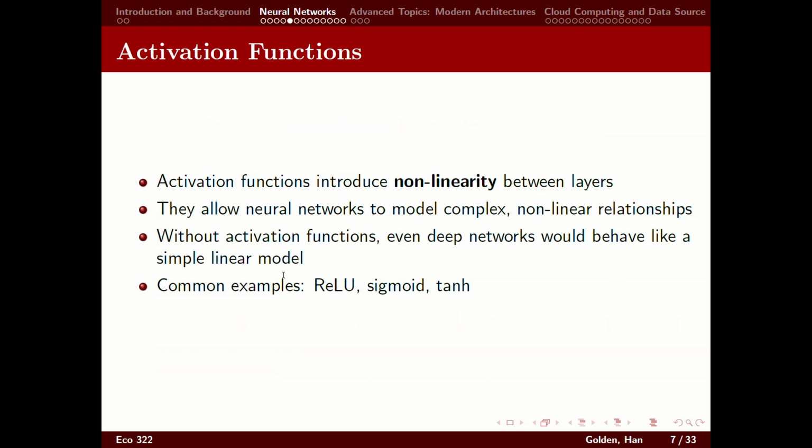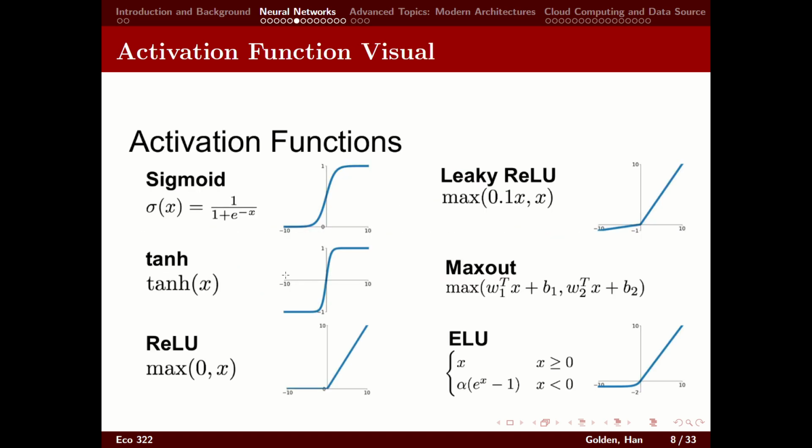Activation functions introduce nonlinearity between layers. They allow neural networks to model complex nonlinear relationships. Without activation functions, even deep neural networks would behave like a simple linear model. Common examples of activation functions include ReLU, rectified linear unit, sigmoid, and tanh.